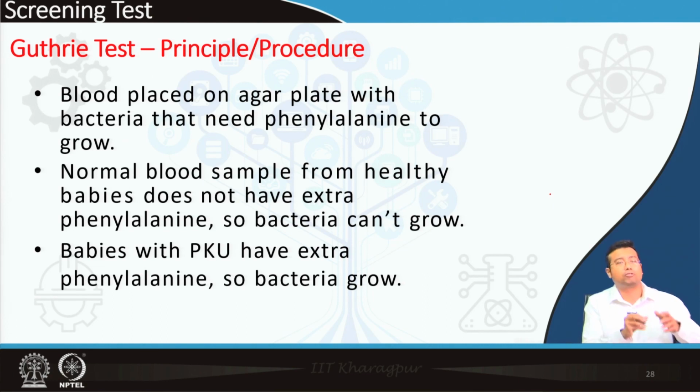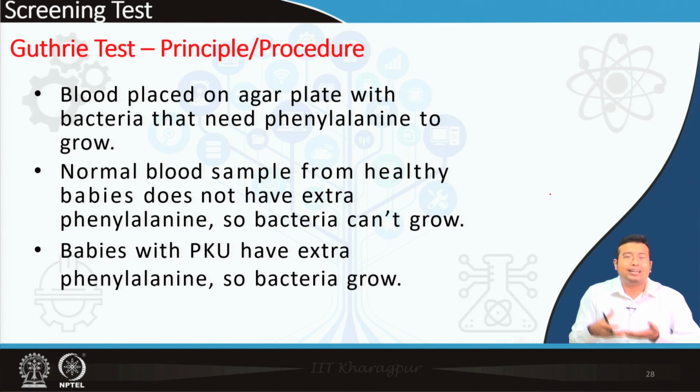This was one of the earliest tests that was devised for phenylketonuria. It can be done in a simple laboratory setting. So, what happens? The blood sample is plated on an agar plate, alright. Agar is a culture medium and it contains a special type of bacteria that needs phenylalanine, an essential amino acid, to grow. Normally the media is devised in such a way that there is no phenylalanine or very little phenylalanine for the bacteria to survive and grow.